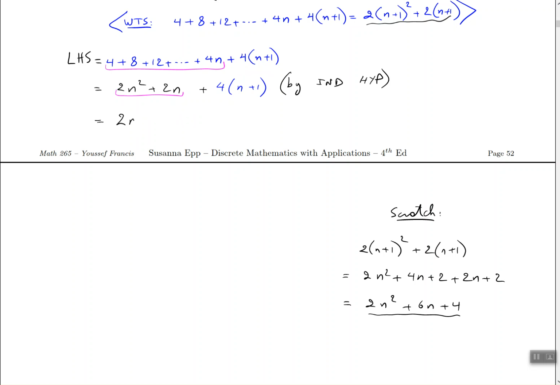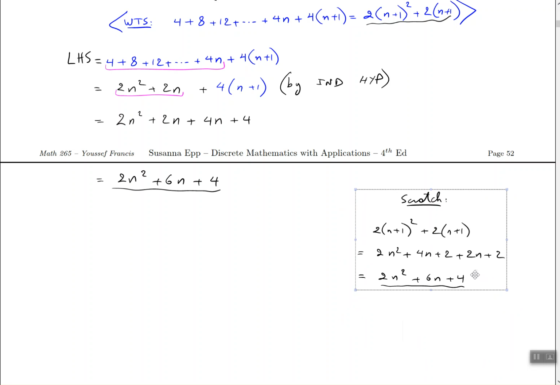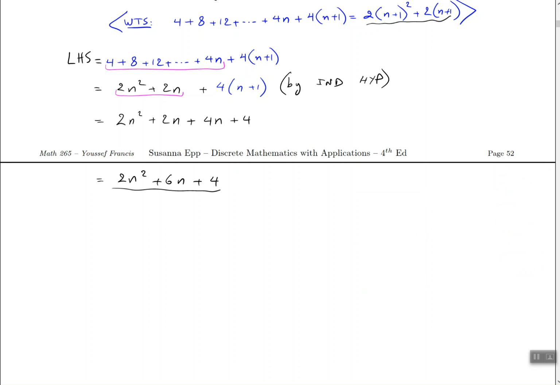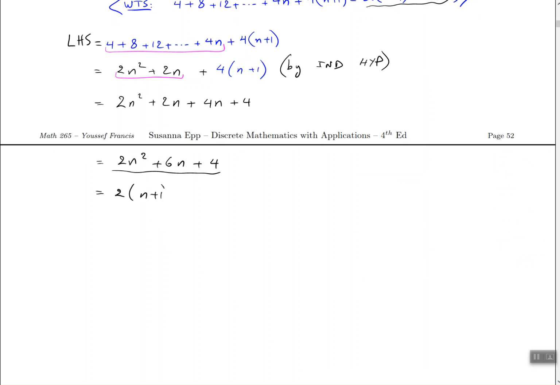So let's go ahead and distribute the parentheses. 4 times n, and then 4 times 1 is going to be 4. And together, that's going to be 2n squared plus 6n plus 4, which basically matches what we did on our scratch paper. Okay, so since it matches, we can say that this is now equal to 2 times n plus 1 squared plus 2 times n plus 1, which is what we needed to prove, which is what we wanted.